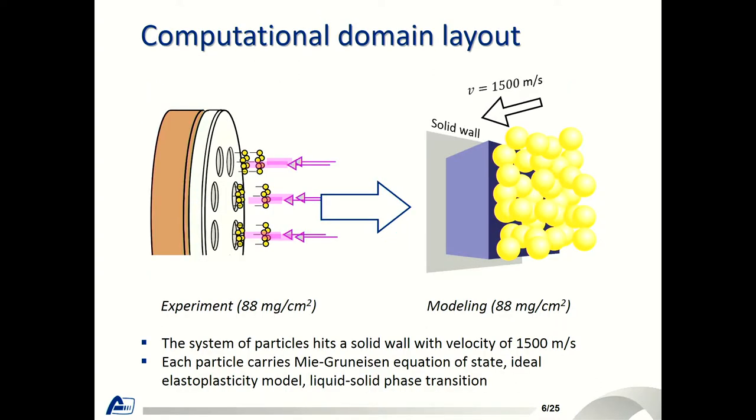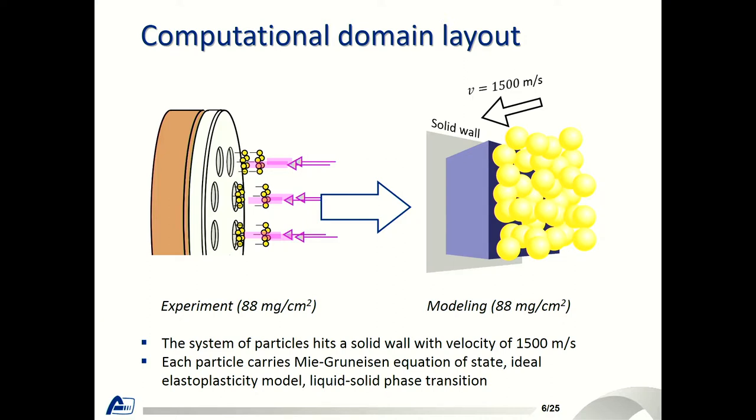So that was the computational domain layout in real life on the left. And on the right, you can see how we model this. So we took a lot of spheres, placed them on a thin layer of the plate, and hit the whole system into the solid wall to obtain the needed shock wave. But the data on velocity is taken from the experimental work.